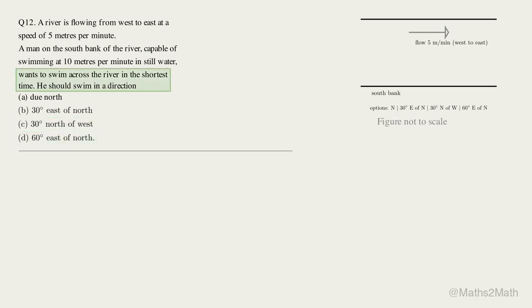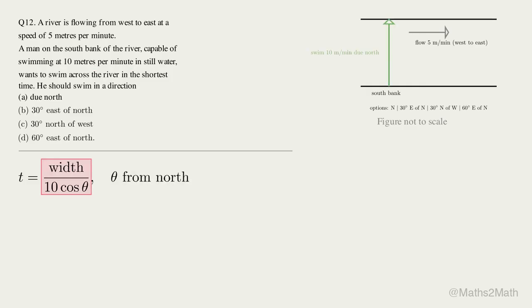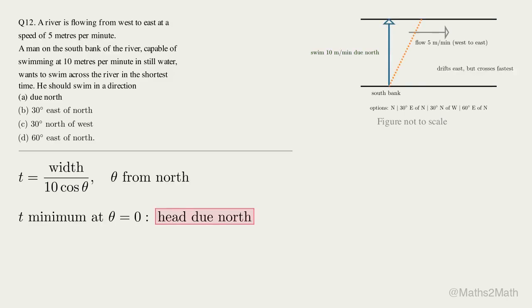What does this mean? The crossing time is the width divided by the northward component of his swimming velocity. The flow only slides him sideways. The time to cross is the river width over the north component of his swimming speed. The eastward flow changes where he lands, not when. That is smallest when cosine theta is 1. He should point straight across, due north.